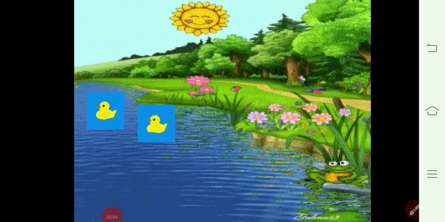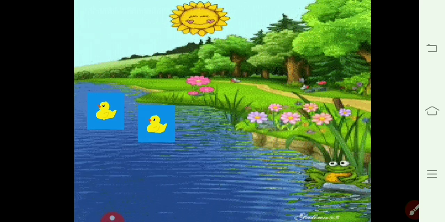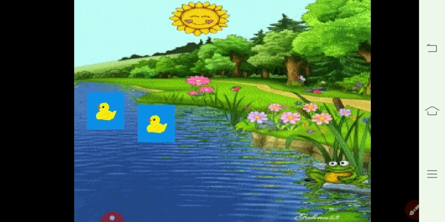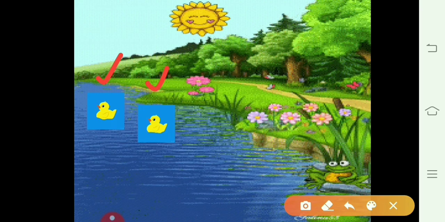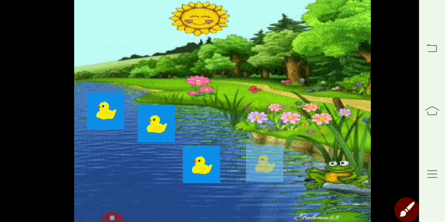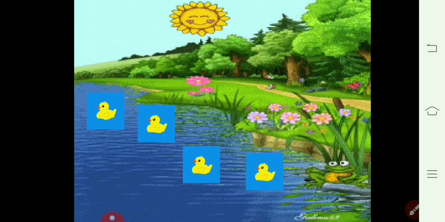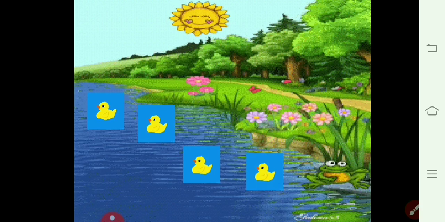Let's see. Wow, this is a beautiful picture of a pond. Pay attention over here, children. There are two ducklings in the pond. You can see the ducklings? And after that, what happened? Two more ducklings joined them. And now, how many total ducklings are there? So you heard the question properly.